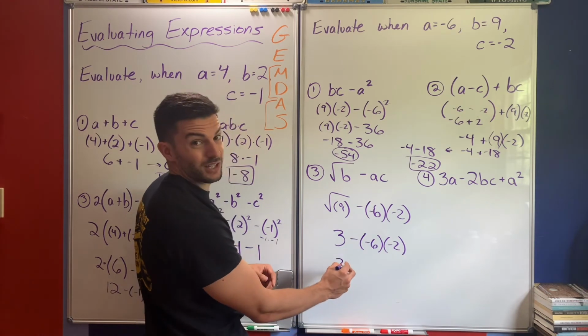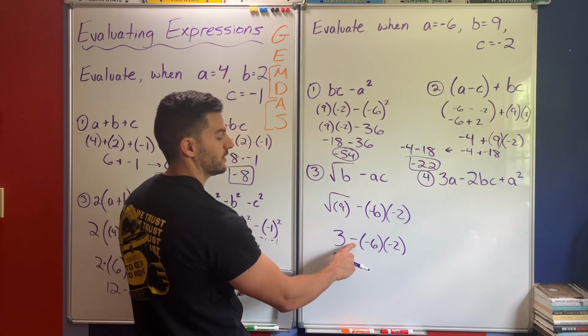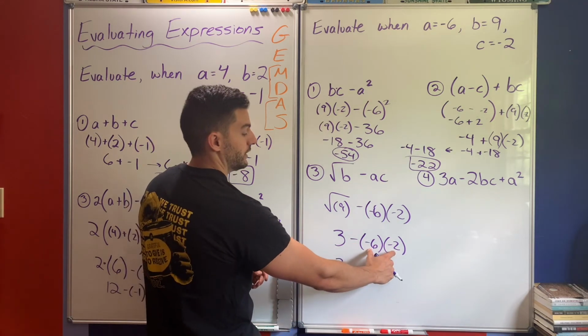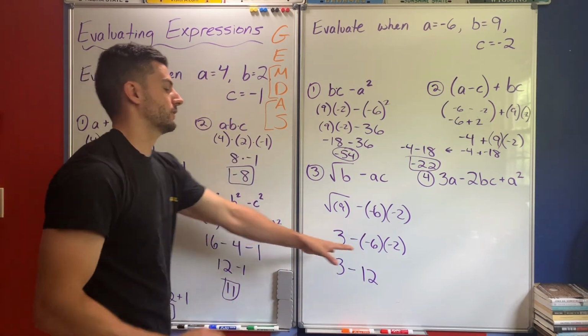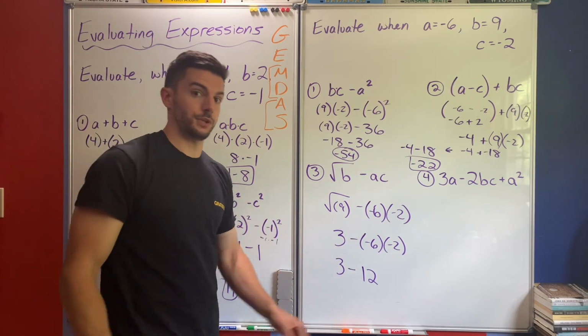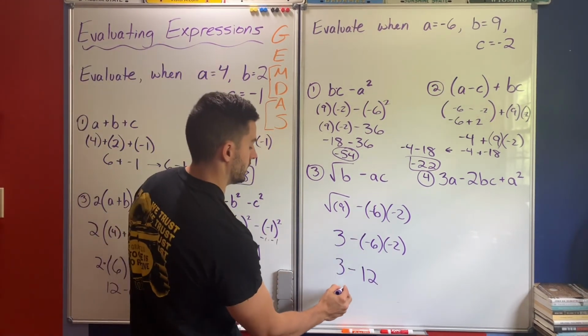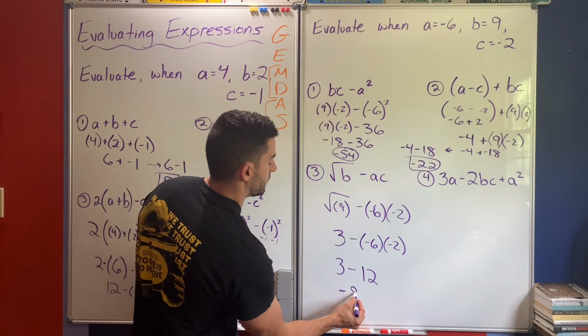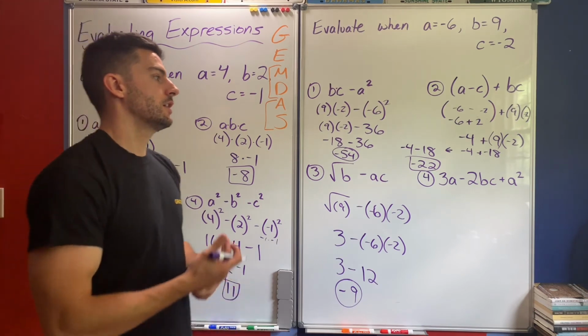But it's not 3 plus 12 because this was being subtracted. So this subtraction remains. It was negative 6 times negative 2, so that equals 12. So this simplified to a positive 12 that is being subtracted from the 3. So 3 minus 12, and that takes me down to my last step, which is to subtract 3 minus 12, negative 9.